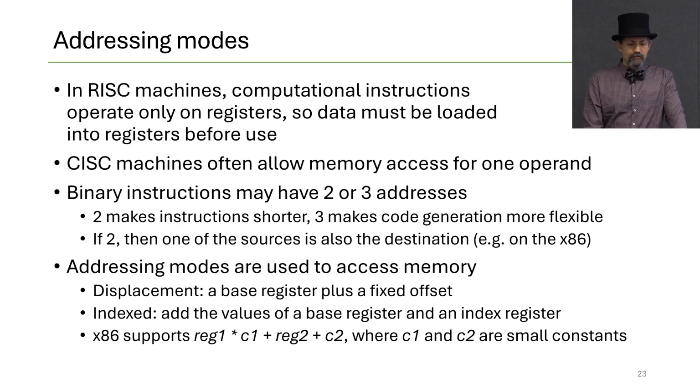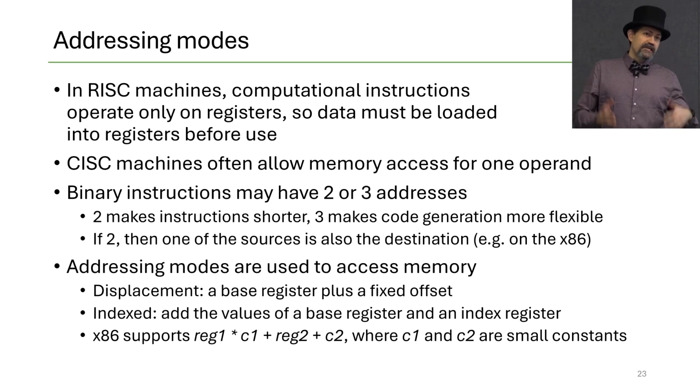Let's talk about addressing modes of machines. In RISC machines, computational instructions only operate on registers, so data must be loaded into registers before use. Complex instruction set machines, or CISC machines, often allow memory access for one operand, whereas the other operand has to be in a register.